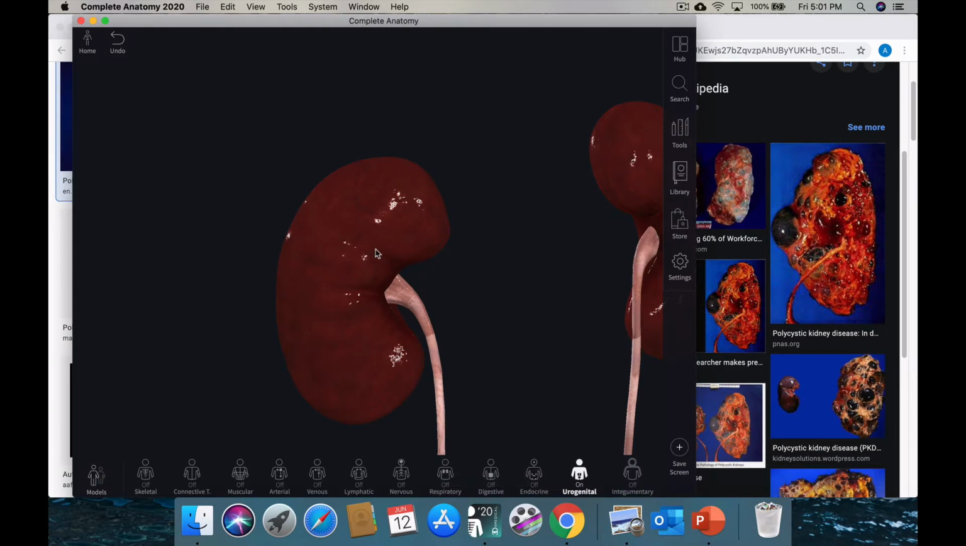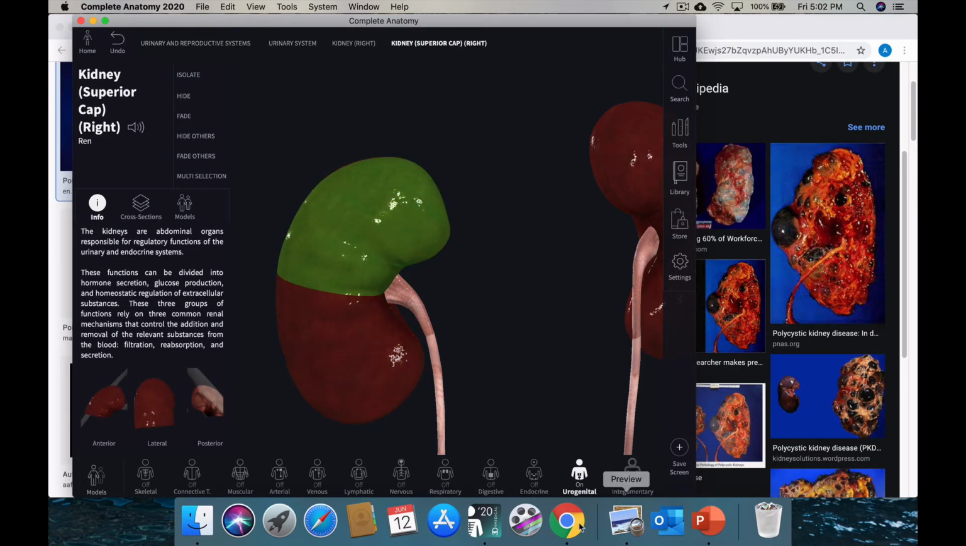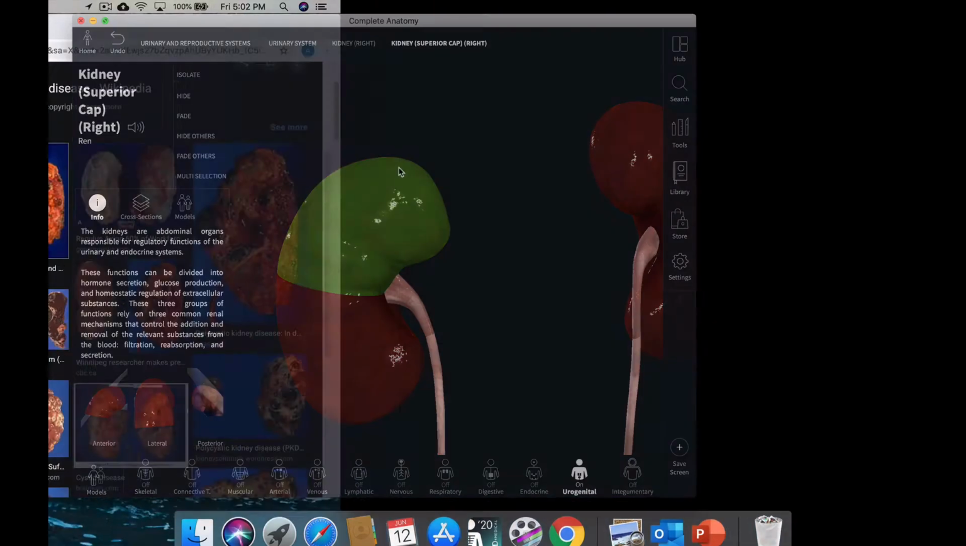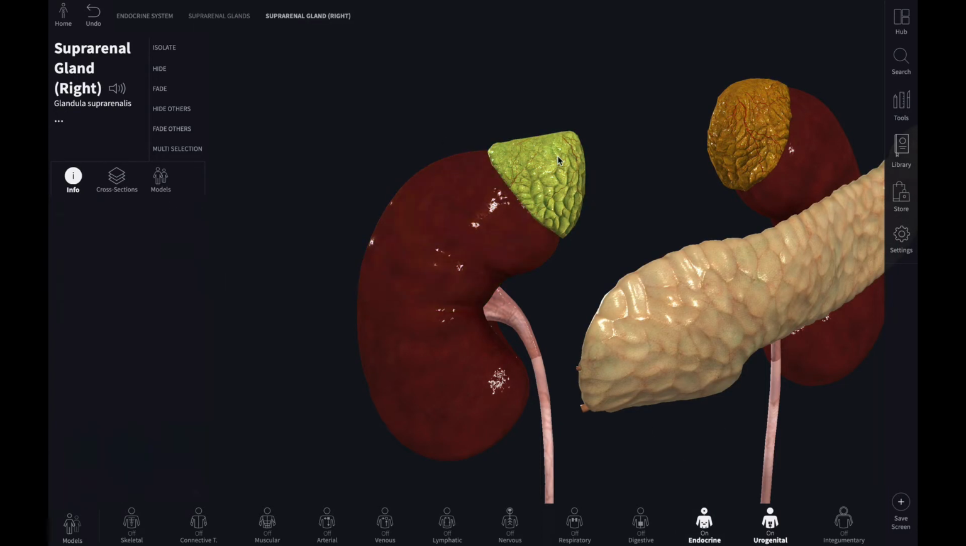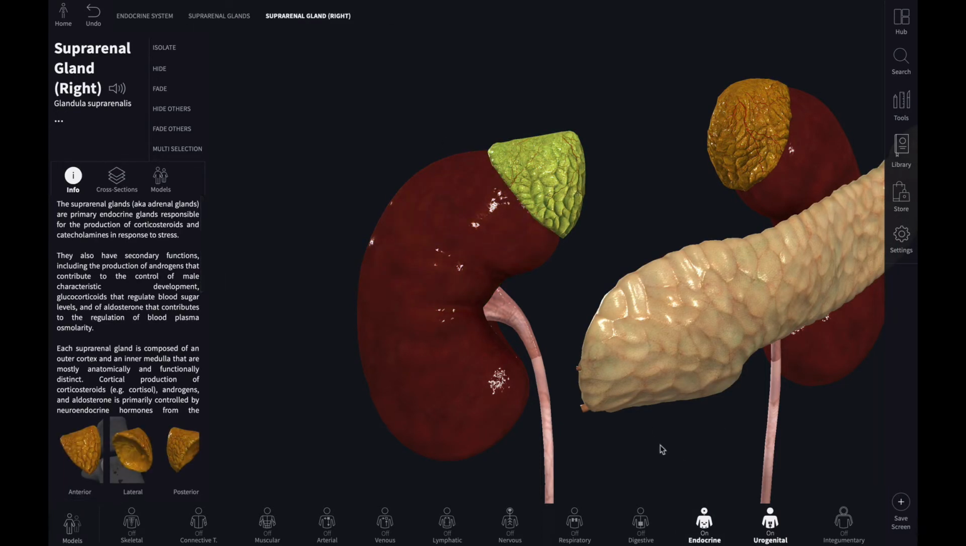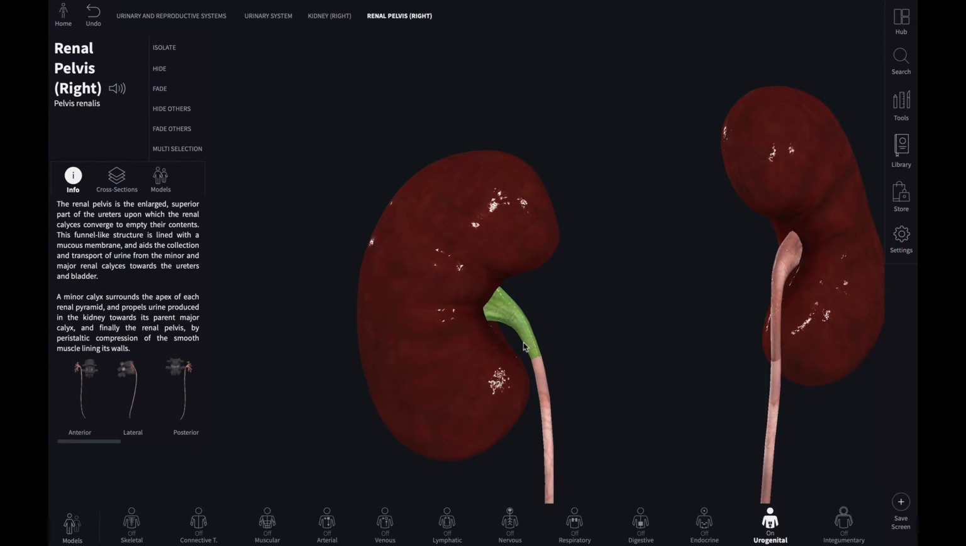Okay, so now if you look at the longitudinal section of the kidney, above the kidney you have the adrenal gland. You can see here, this is the suprarenal gland, that's called the adrenal gland. This is the outer curvature and this is the inner curvature, and this junction is called the hilum of the kidney, where the ureter is coming out.